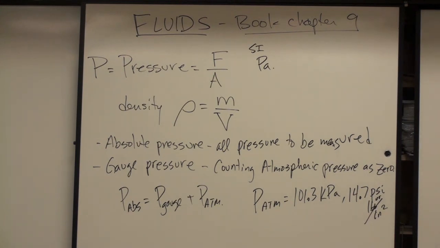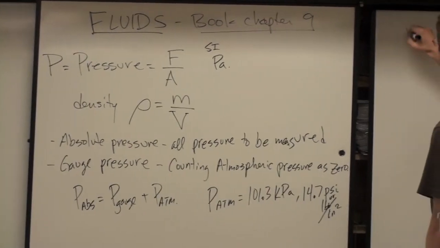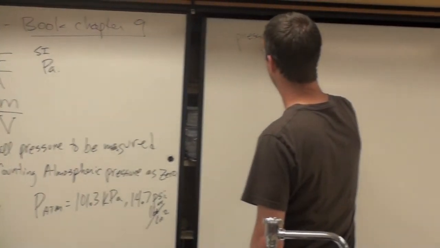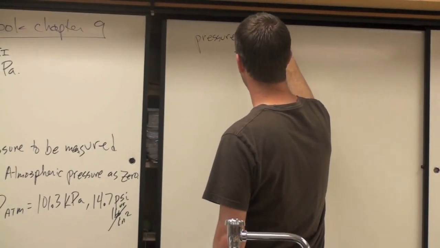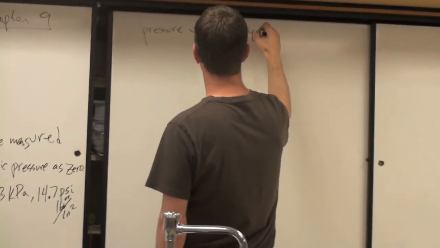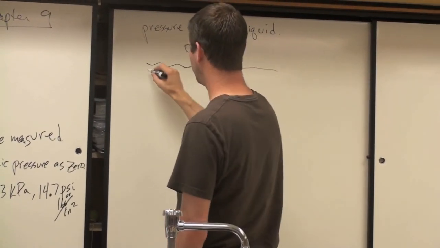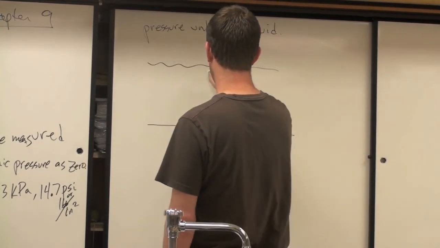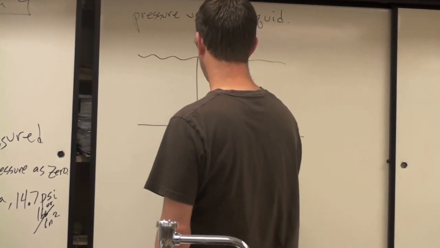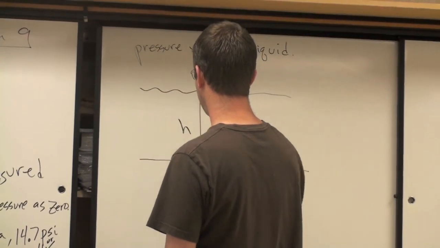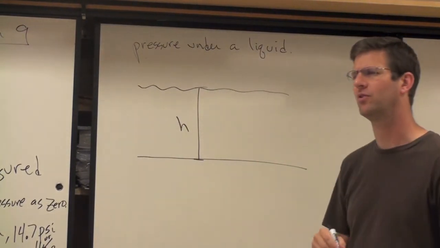How are we going to measure the pressure of a liquid? What's the pressure of a liquid? So, let's think about pressure under a liquid. So we've got our swimming pool, and let's say we're a certain height, deep.